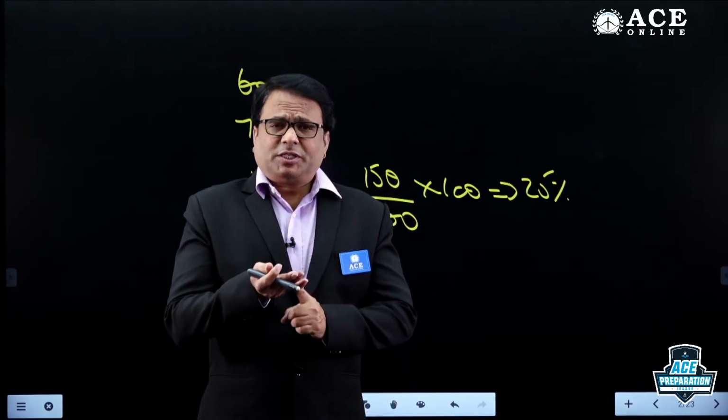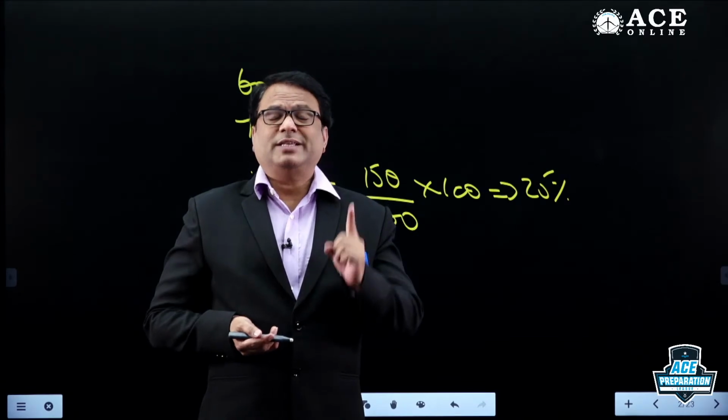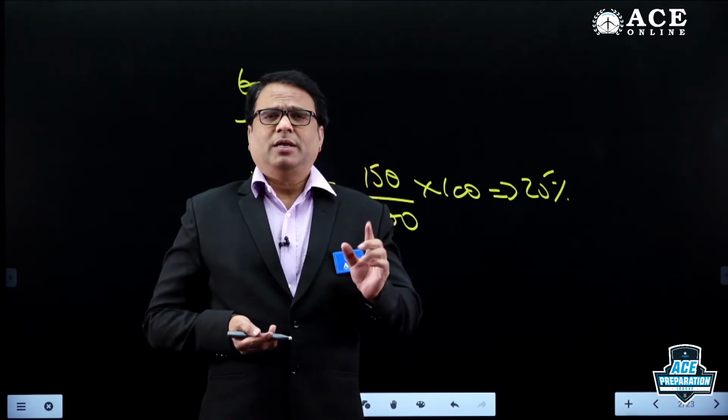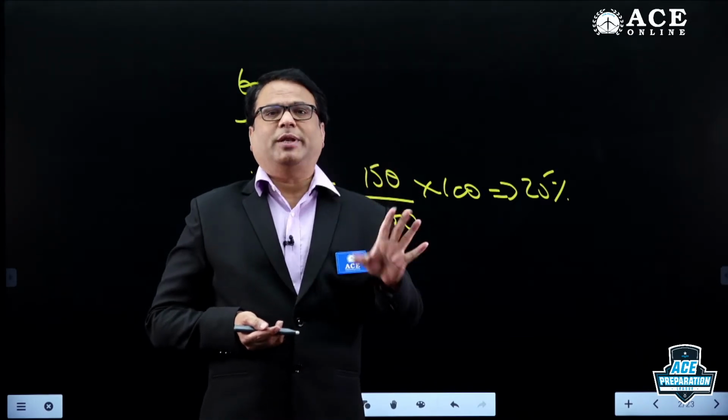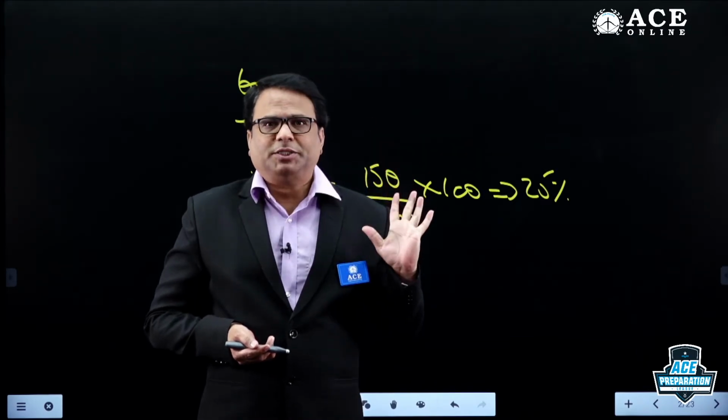The number with which comparison is done is always the denominator. जिस नंबर से कंपैरिजन होता है वो नंबर हमेशा डिनोमिनेटर होता है परसेंटेज कैलकुलेशन में.